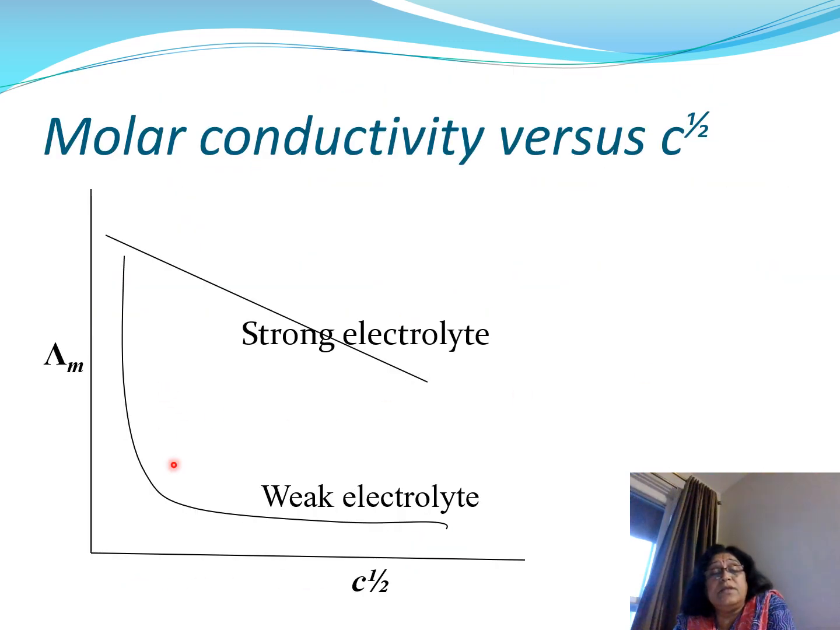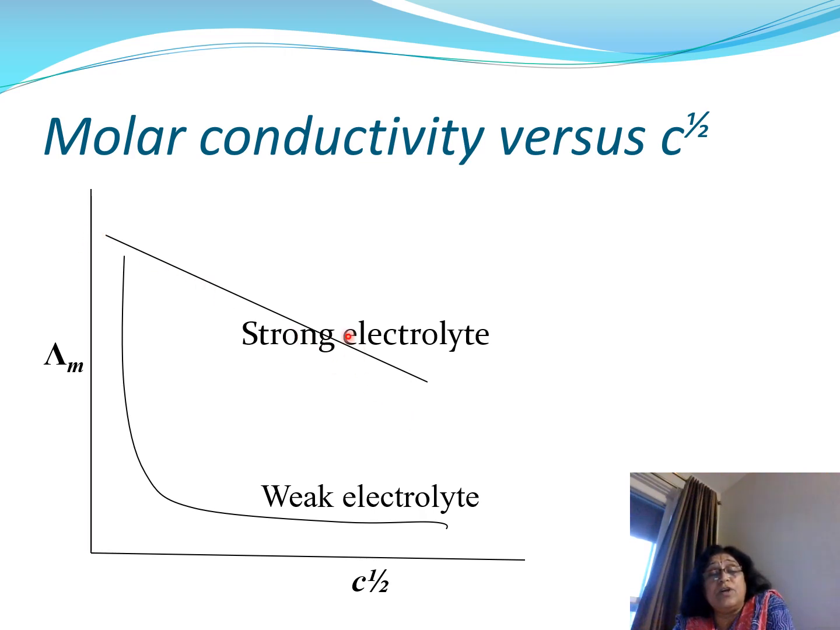Okay. Now let's see the two graphs. For the strong electrolyte, you see when you're decreasing concentration, molar conductivity is increasing, and it will reach a limiting value. That will be the molar conductivity at infinite dilution. So when you extrapolate this graph, you can calculate the molar conductivity at infinite dilution for a strong electrolyte.